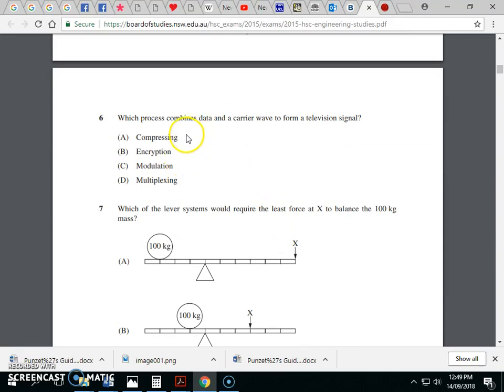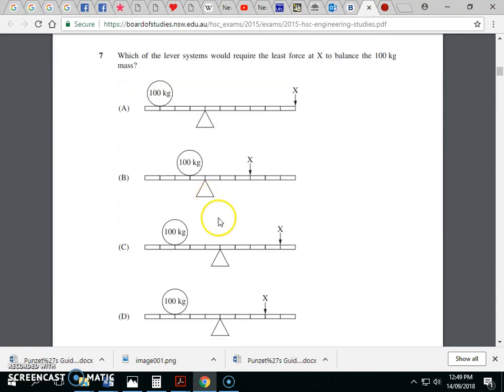Which process combines a data carrier wave in the form of a television signal? So when we're combining information, what's that called? No, that's modulation. Multiplexing is when we combine multiple signals, when we have multiple signals on the same line. Modulation is when we take the signal and our carrier and we combine them. Whereas multiplexing is where we put multiple signals on the same line. Is that good? You're going to tell me if I get any of these wrong.